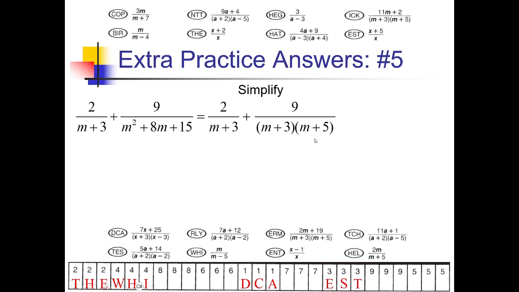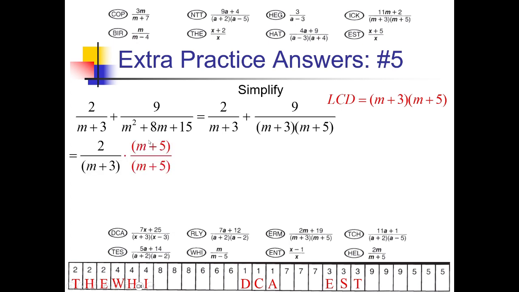And now I see for my LCD, I at least need the m plus 3 and m plus 5. And looking at my other fraction, the m plus 3 is already covered, so I can start getting a common denominator now. For the first fraction, this has everything except for the m plus 5. So let me multiply by m plus 5 over itself. And then this second fraction is fine the way it is.